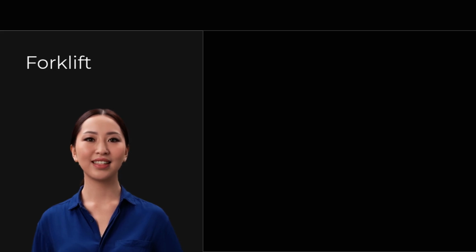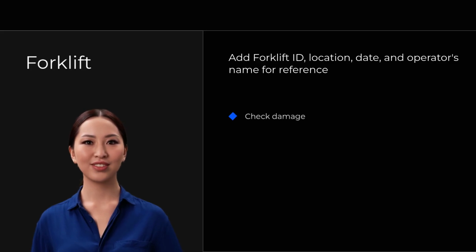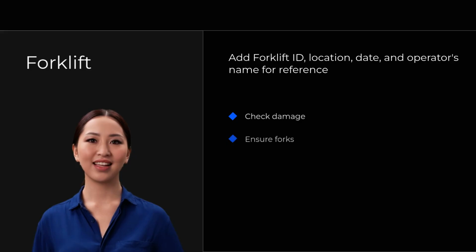First, add basic information like Forklift ID and location. Record the date and operator's name for reference. Perform a visual check for any visible damage. Ensure forks are straight and tires are in good condition. Verify fluid levels, including hydraulic fluid and engine oil, are correct.